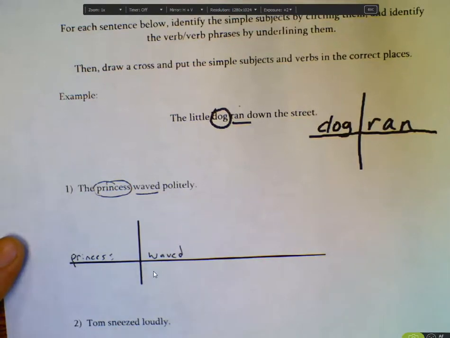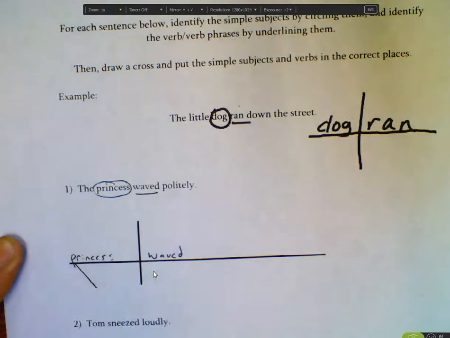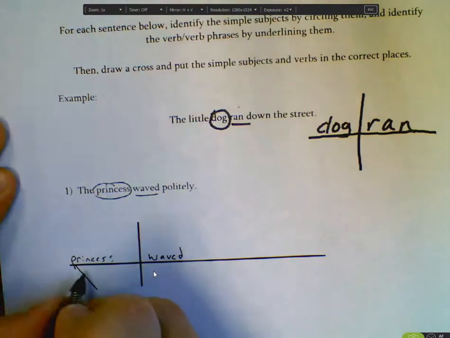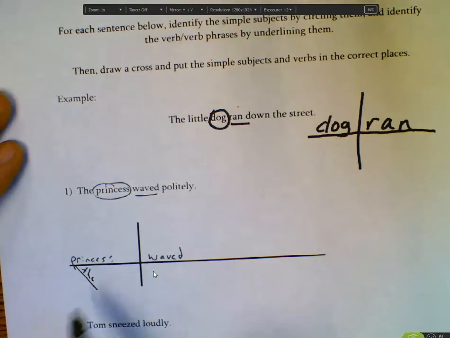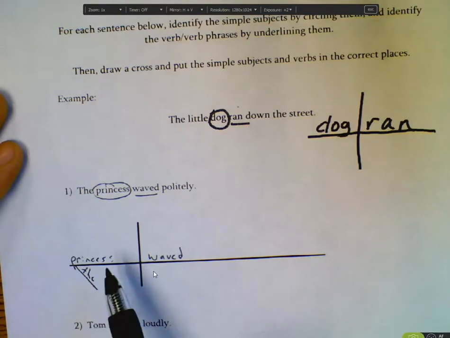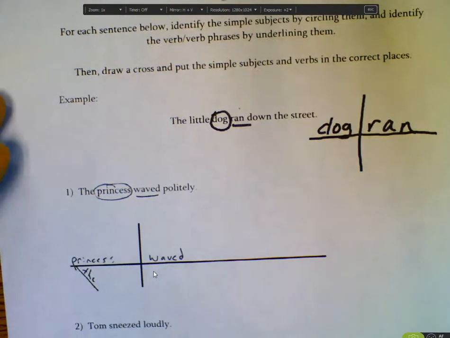The is, of course, modifying princess. It is an article adjective, so I would write the underneath it. We put a little hanging tag here to let us know the is modifying princess, since you can see that visually. Waved is being modified by politely.